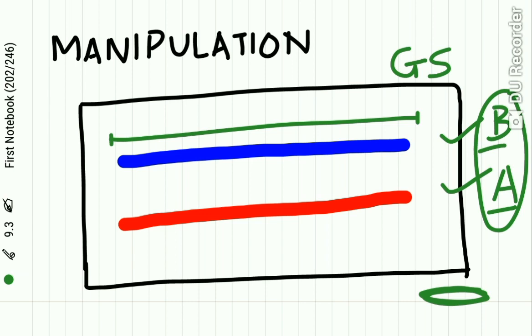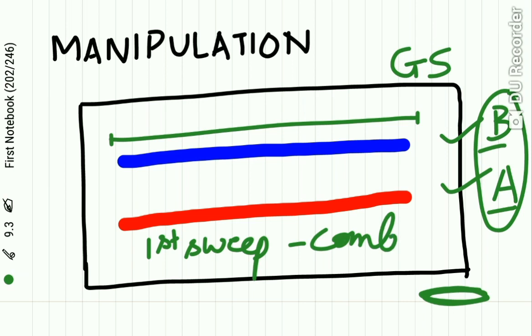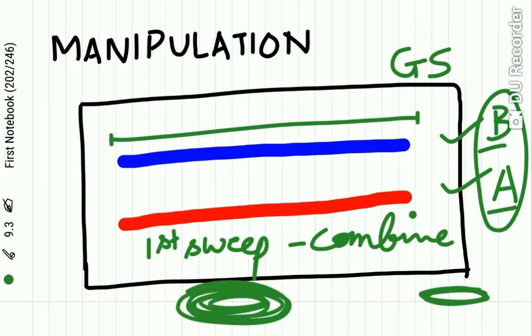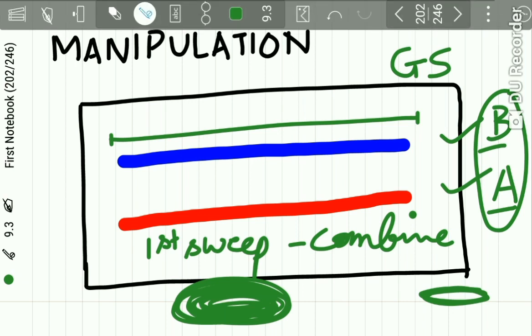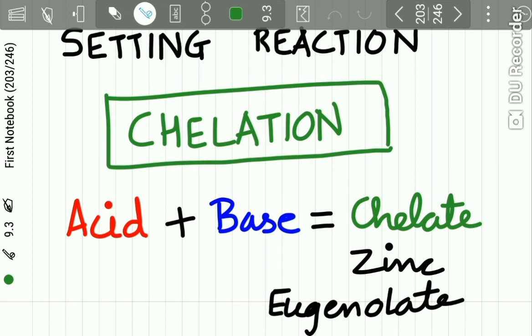Now, how to manipulate it? In the first sweep of the spatula, just combine these two pastes, and after combination, mix the two pastes in a circular motion until a homogeneous mix is obtained. So, it is so easy to manipulate this impression paste.